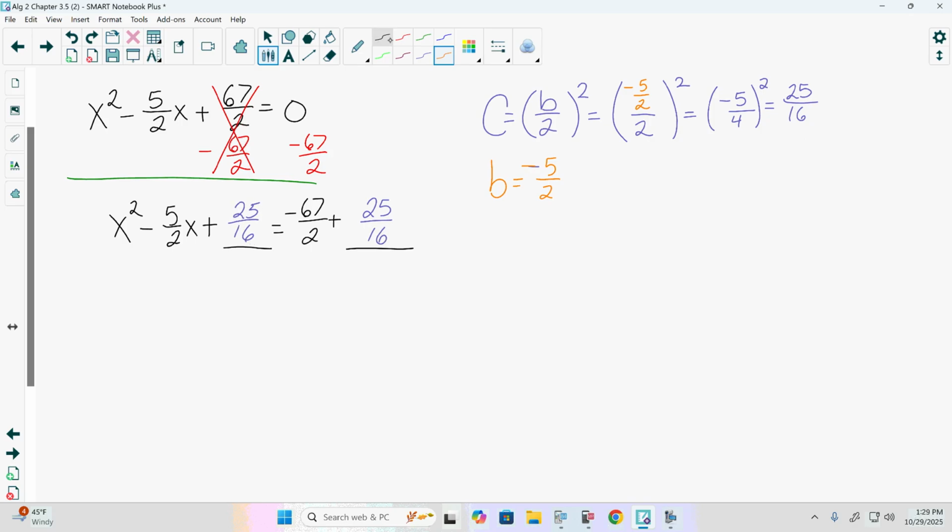So we plug 25/16 back into both sides. And we can move on to factoring. Again, for factoring, it's going to be the same as it's been. The number and sign that goes inside the parentheses with x is the number and sign we had inside the parentheses before we squared it. So this here, x squared minus 5/2 x plus 25/16 factors to x minus 5/4 squared. Now the other side, negative 67/2 plus 25/16.